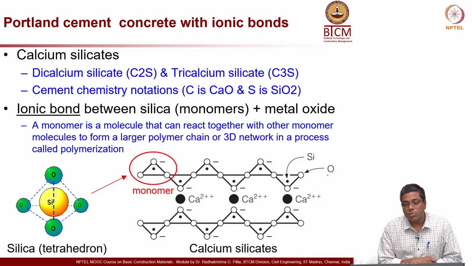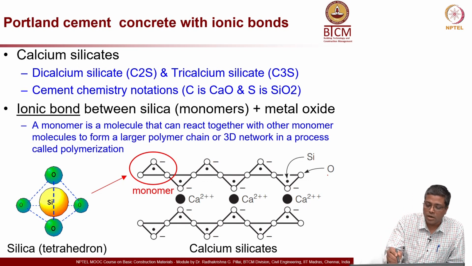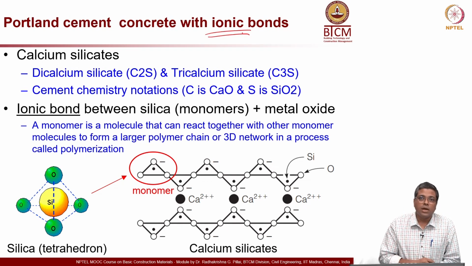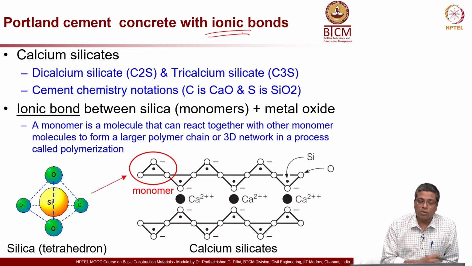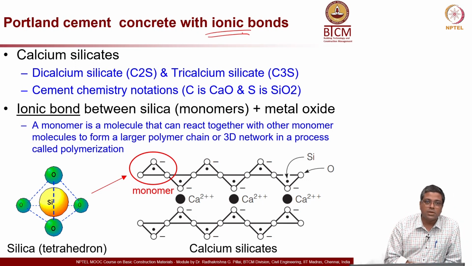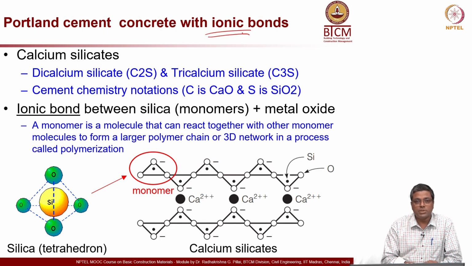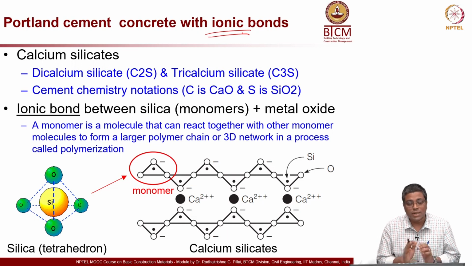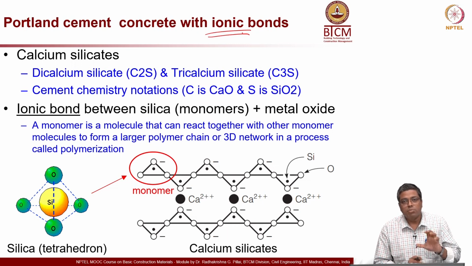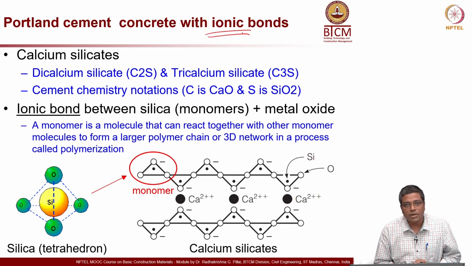Now, another example which we come across in construction is Portland cement concrete, widely used material. It has mainly ionic bonds. So, when you talk about cement or hardened cement paste or concrete, let us say, keep it simple, because when we talk about concrete, you will know more about this, but at this stage I will just keep it simple as just cement or hardened cement.